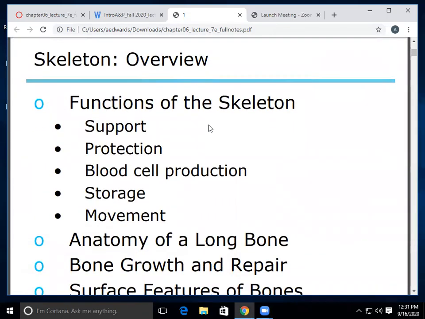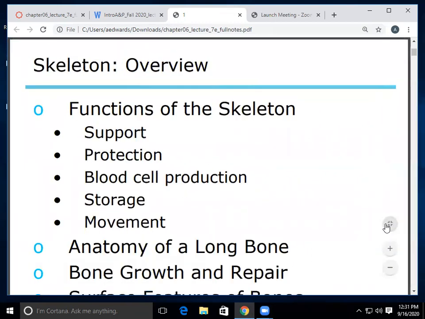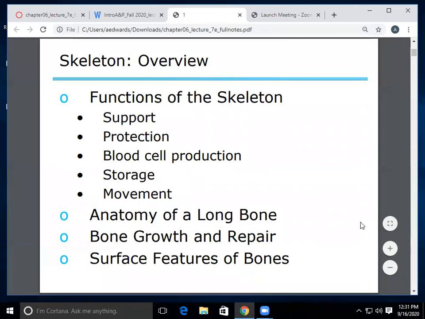So let's talk about the skeletal system. Actually, make sure it fits in the screen, right? So what does the skeletal system do? Obviously provides support or structure. It also protects your internal organs, right? So your rib cage protects your heart and your lungs. Produces blood cells, okay, in the bone marrow. Can store nutrients. And it helps you move.